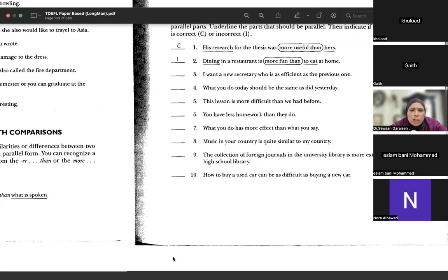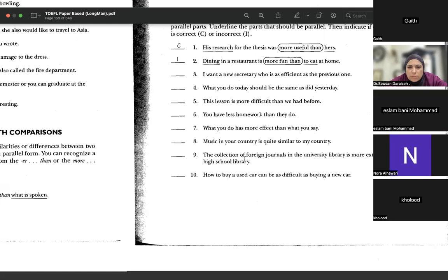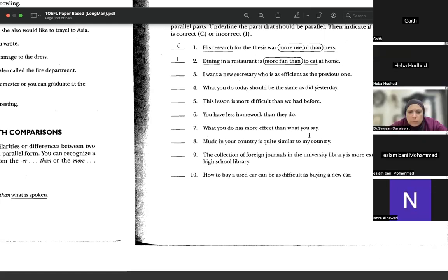One more, Dr. Ghaith. Yes, Dr. Ghaith, your hand is up and you can do any sentence, but you have to release the mic. Number 5. Go ahead.